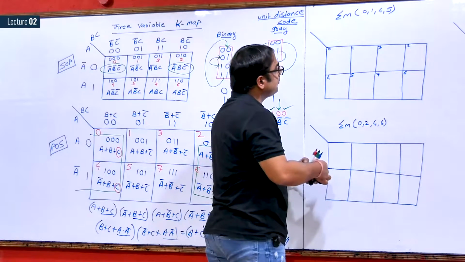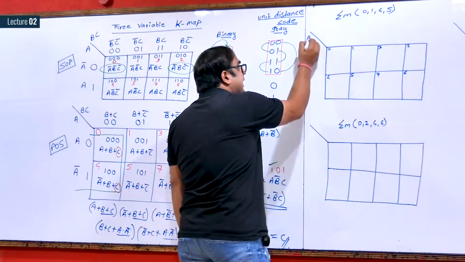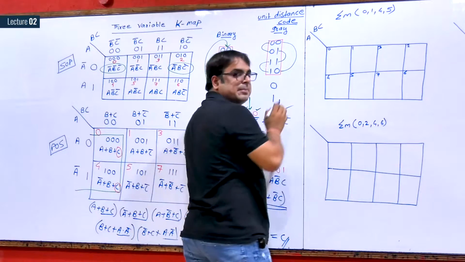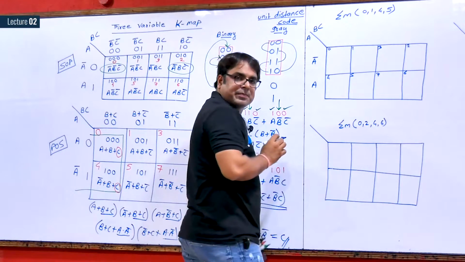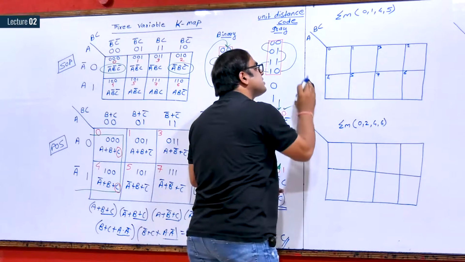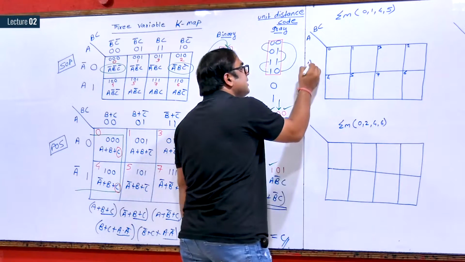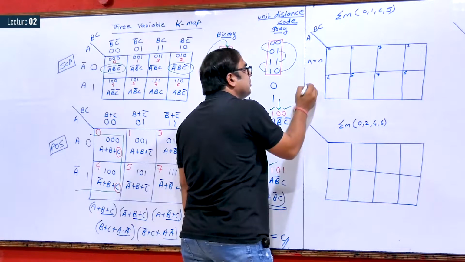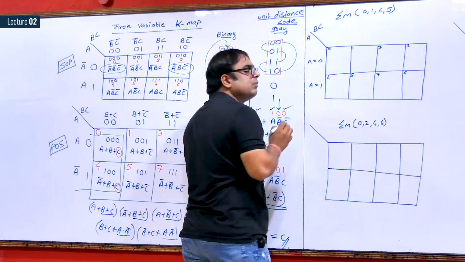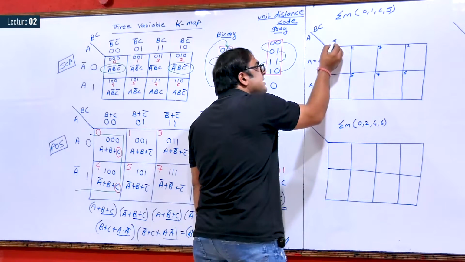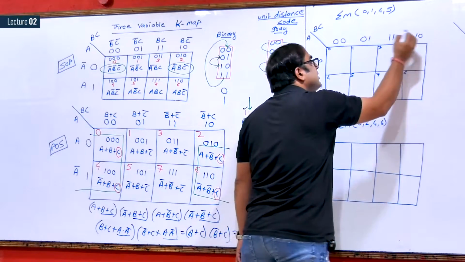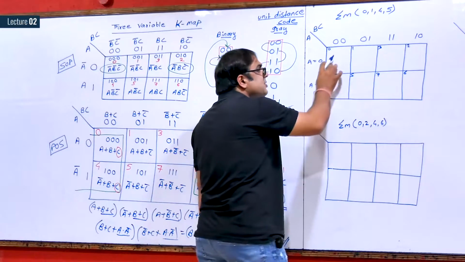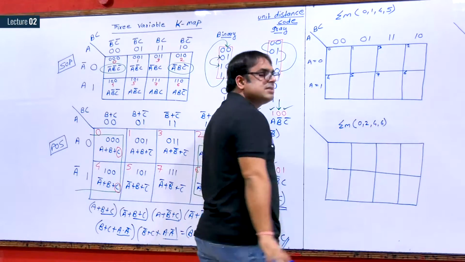Please see. So now this is A and this is BC. So this is A complement and this is A. If you want me to go step by step, let me write this is A equal to 0 and this is A equal to 1. Then what is the sequence of BC? 00, 01, 11 and 10.